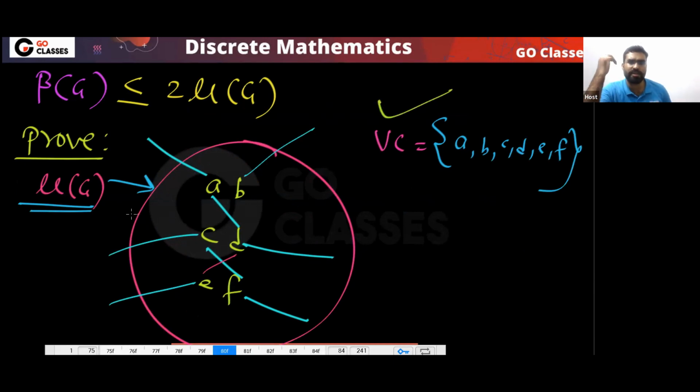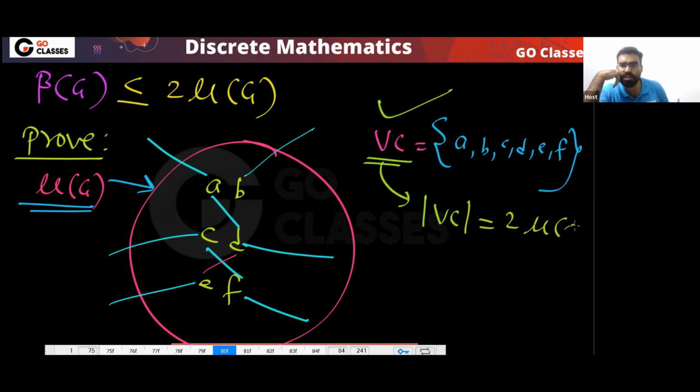If this is a vertex cover, then what is the size of this vertex cover? Please tell me. The size of this vertex cover is 2 mu. Yes or no? 2 mu, because this is the size of matching, mu is the size of maximum matching.